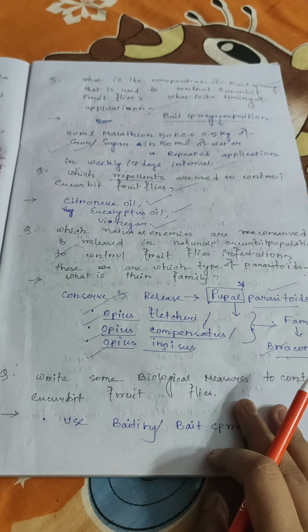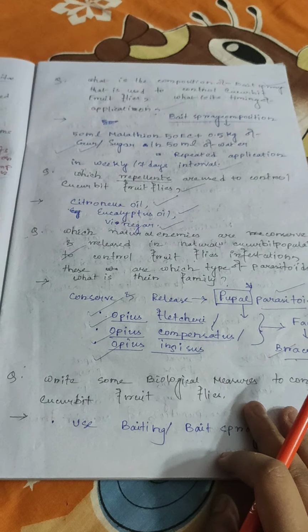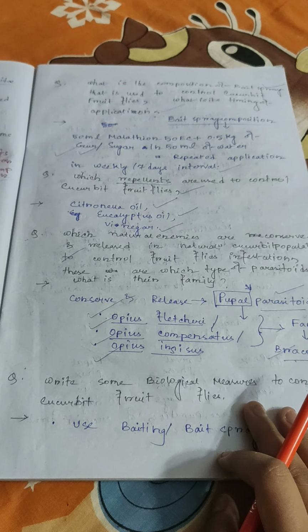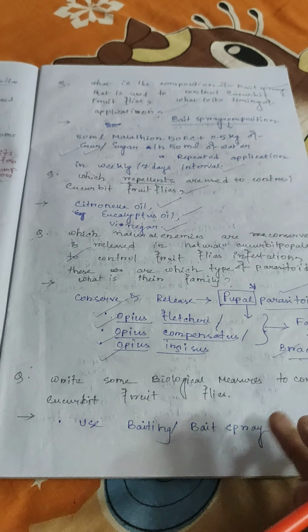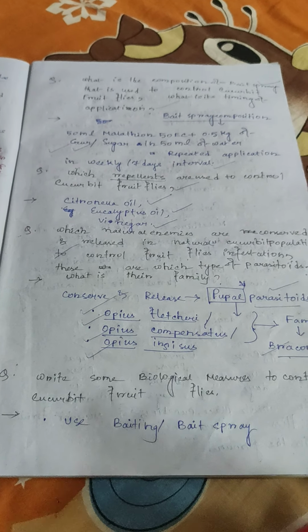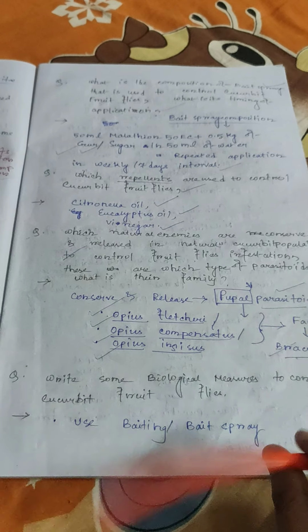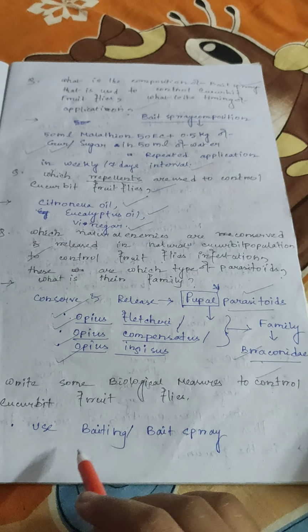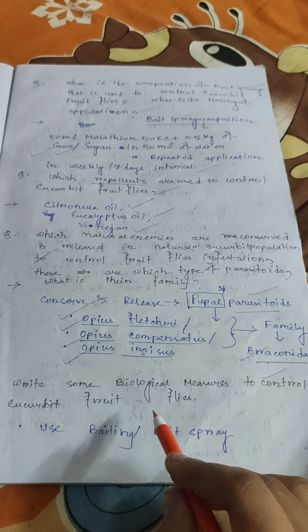So what are the parasitoids? Opius fletcheri, Opius compensatus and Opius incisus. These are the pupal parasitoids that are used to control cucurbit fruit flies. Family is Braconidae.